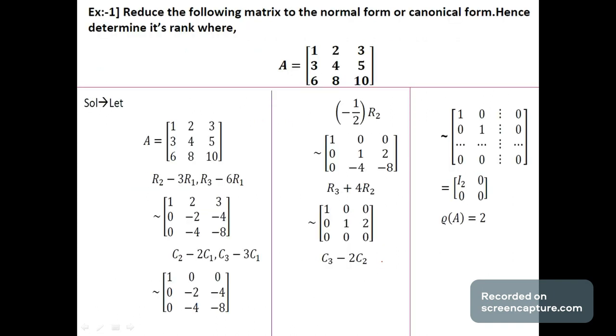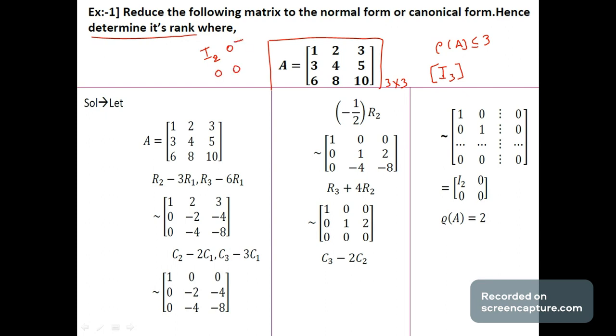The first example: reduce the following matrix into normal form, and hence determine its rank. This is a matrix of order 3 by 3, therefore the rank of A is less than or equal to 3. Suppose the rank is 3, then the possible normal form is I3. Suppose the rank is 2, the possible normal form is I2 with zeros.